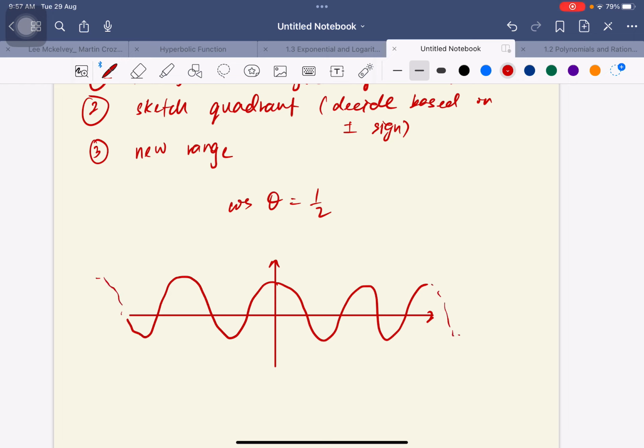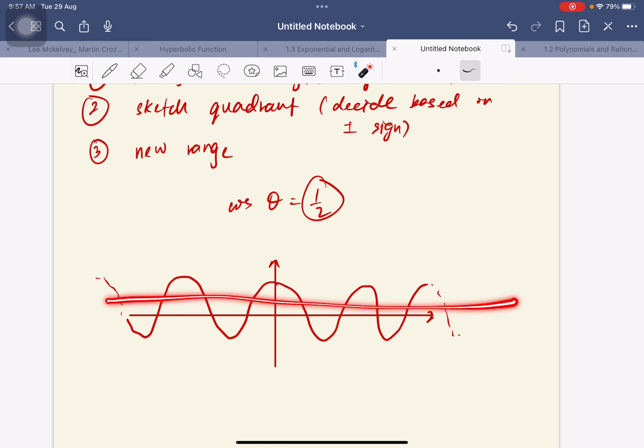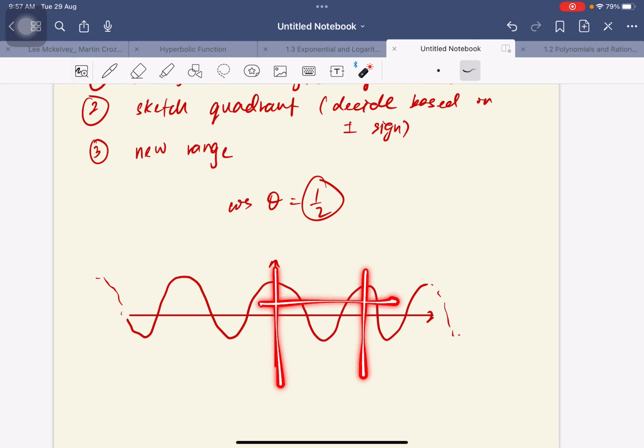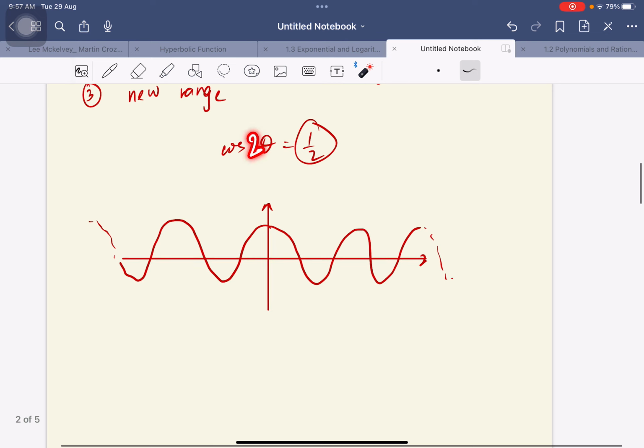It goes on forever, which means the function cos theta that equals half has infinite solutions, because the function keeps on going. If you don't set a limit for the range, for example from 0 until 360, then there will be only a few solutions that satisfy the equation. So we need to set a range. That's the meaning of new range. Sometimes it's in terms of 2 theta, sometimes 3 theta, and we need to modify the new range according to the question given.